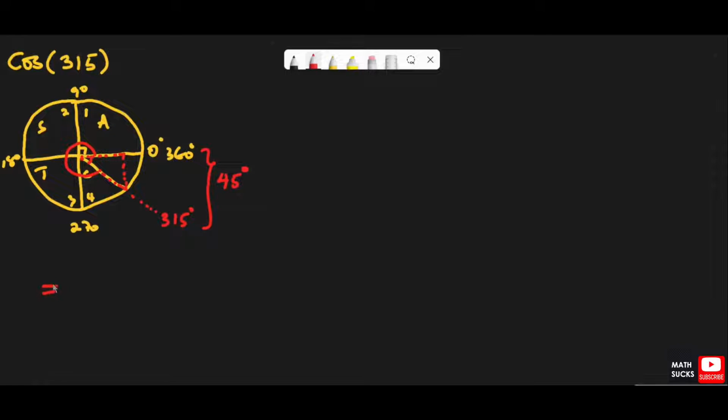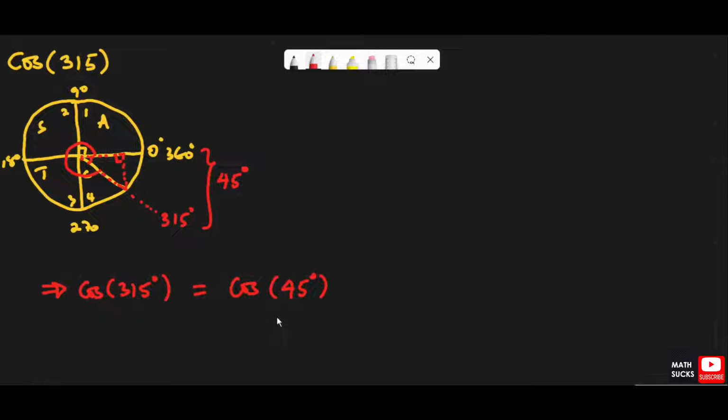It simply means that in this quadrant, cos is positive, which means that cos of 315 degrees is the same as cosine of 45. You can see that straight away, but in this case we have to show each and every step, so that everyone can get to know where all these steps are derived from. So now we can go ahead and evaluate cos of 45.